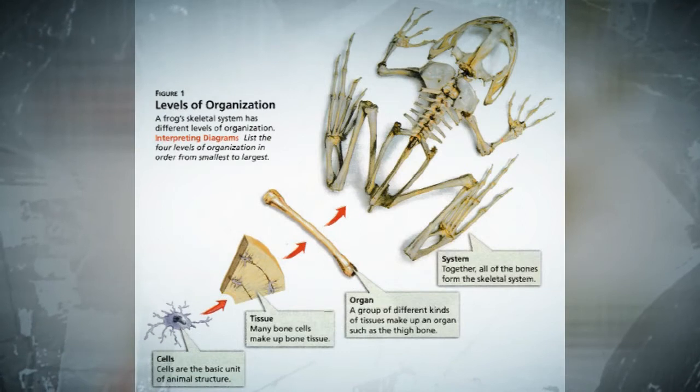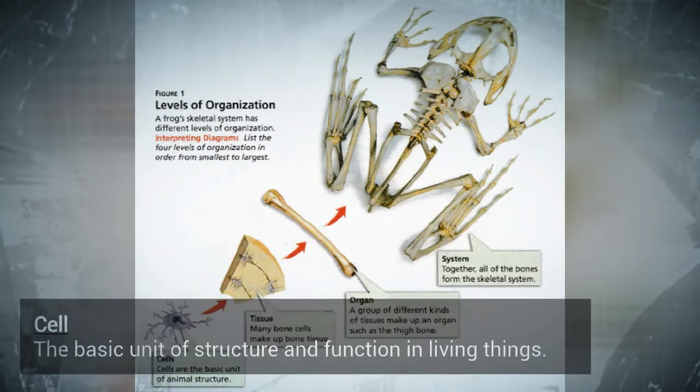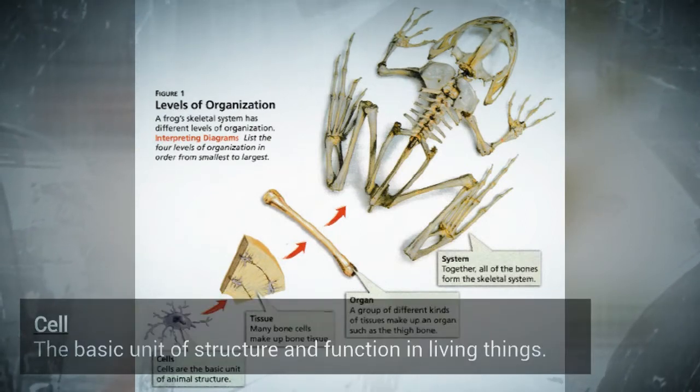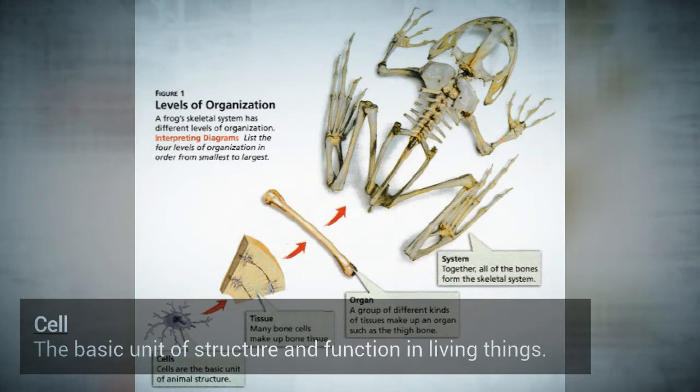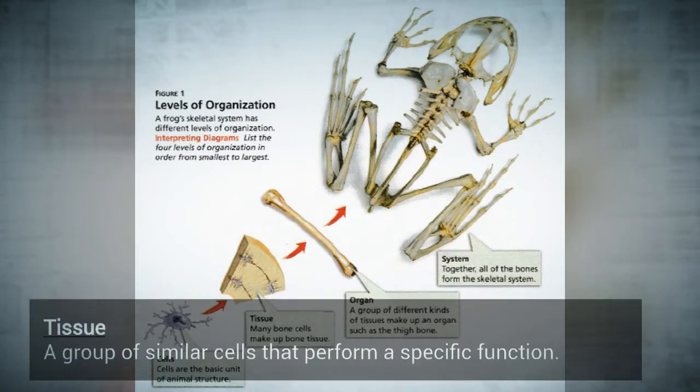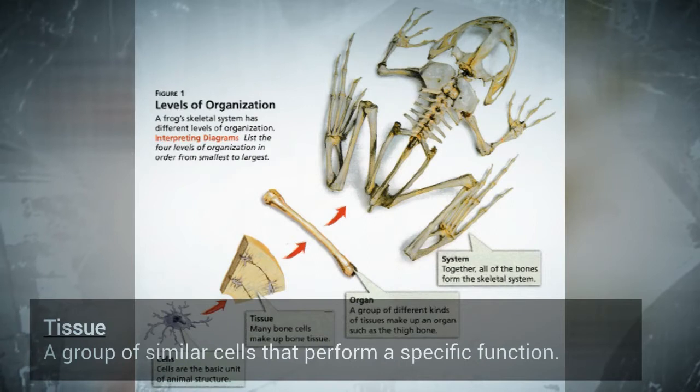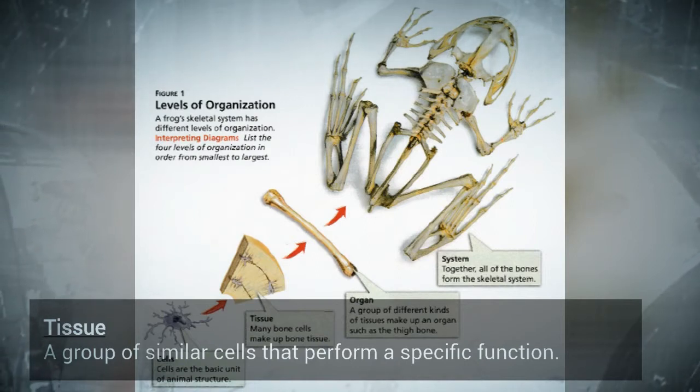Animals are composed of many cells. A cell is, of course, the basic unit of structure and function in living things. The cells of most animals are organized into higher levels of structure, including tissues, organs, and systems. A group of similar cells that perform a specific function is called a tissue.